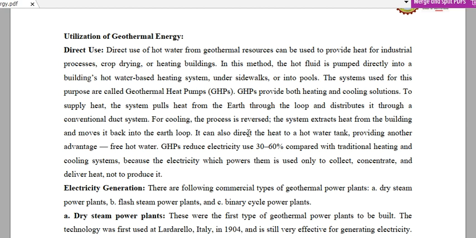So after this direct use, the next and more complex utilization of geothermal energy is the electricity generation. So for electricity generation, different types of commercial geothermal plants have been developed over the years, and these are basically of three main types. So let's see what are these. First is dry steam power plants, second are flash steam power plants, and third are binary cycle power plants.